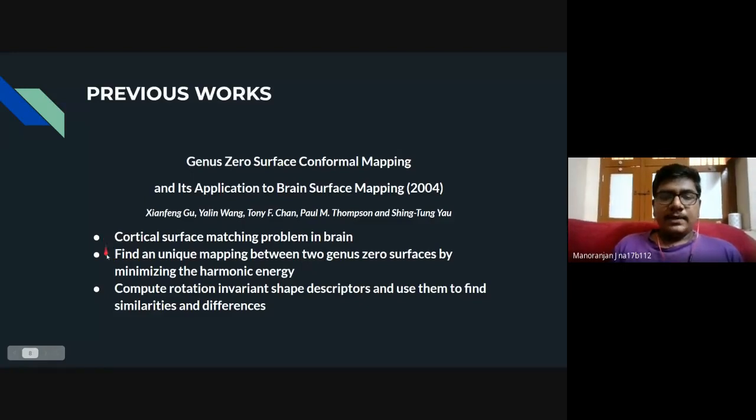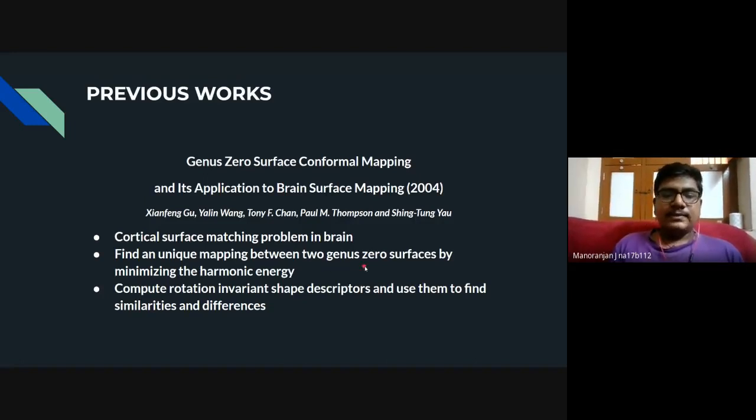What they are trying to achieve is to find a unique mapping between two genus zero surfaces by minimizing the harmonic energy. Genus zero surfaces means the 3D object doesn't have any holes. That's it, it doesn't mean much.